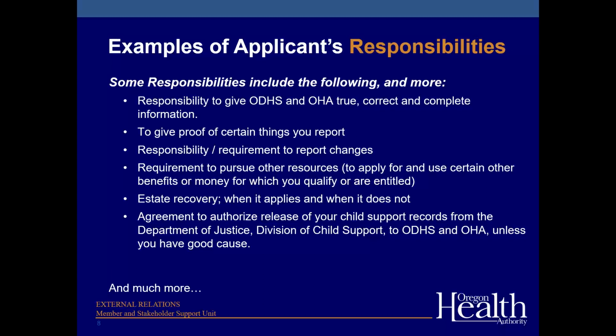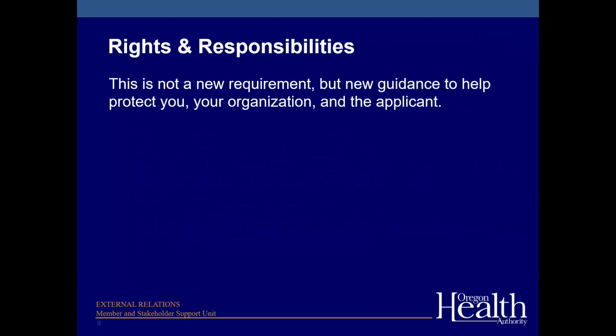They're agreeing to estate recovery if they end up in the long-term care program. And the rights and responsibilities outlines when that applies and when it doesn't. It only applies to long-term care services, but people need to know about that. They are agreeing to authorize release of child support records from the Department of Justice unless there's good cause. There's some stuff in there that people need to know about that they are agreeing to. So we just wanted to let you know some of the things that are in there so you can understand the importance of it. And of course, there's much more.